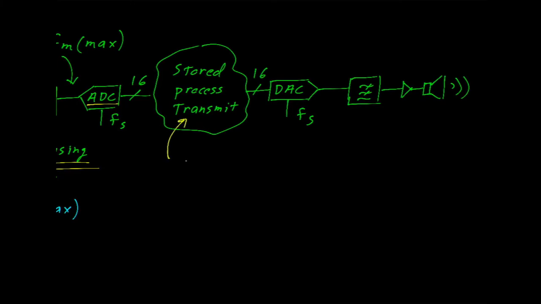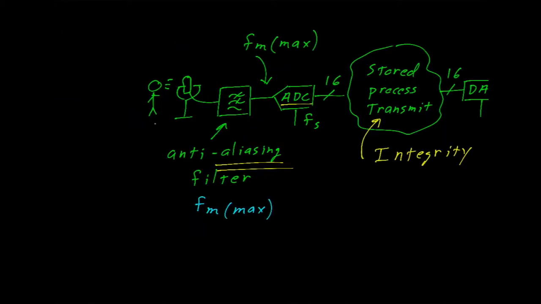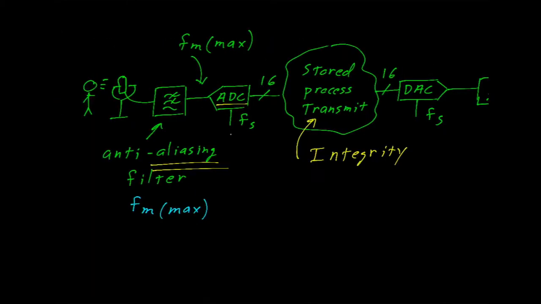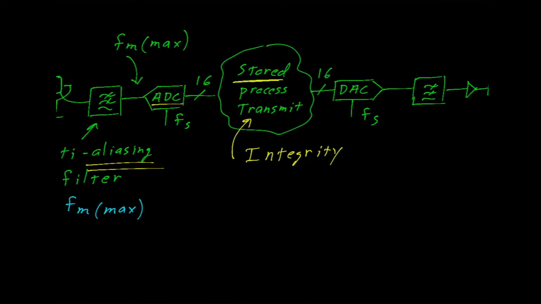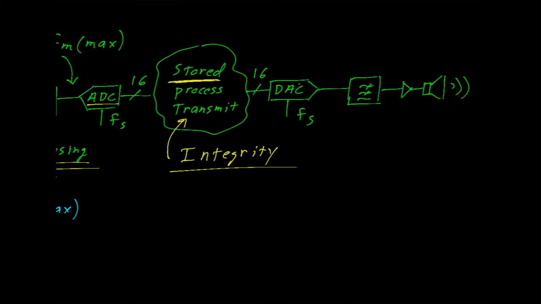Before I forget, I should mention that there's an integrity aspect to this, with error correction codes like Reed-Solomon that allow the system to recover bit errors. For example, if there's a scratch on your CD, the system will still work. So in that case, the sound came in to the microphone, went through the anti-aliasing filter, was digitized, then was stored with that integrity we just talked about. And when the time comes, it's sent to the DAC with those error correction codes taking care of errors.